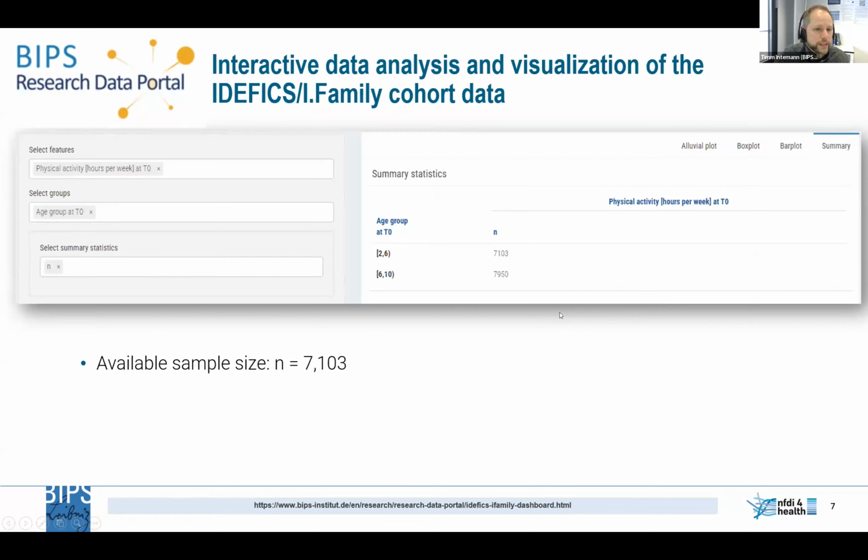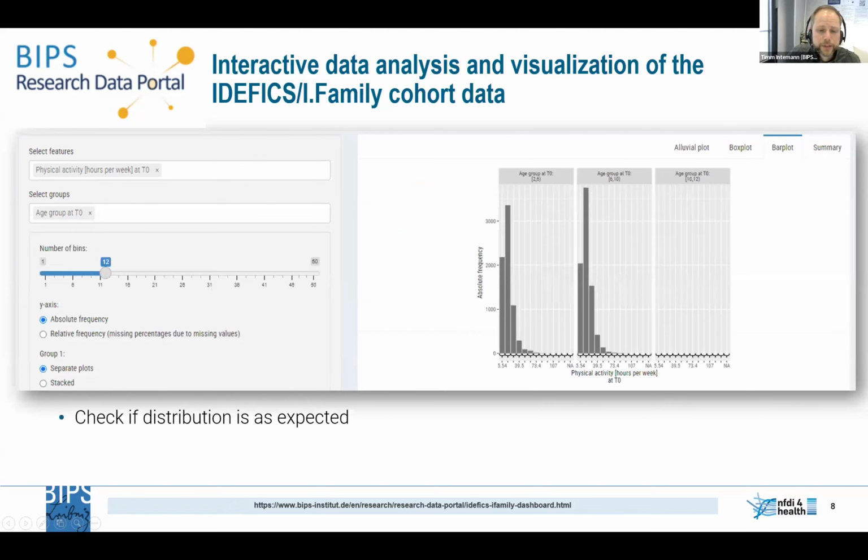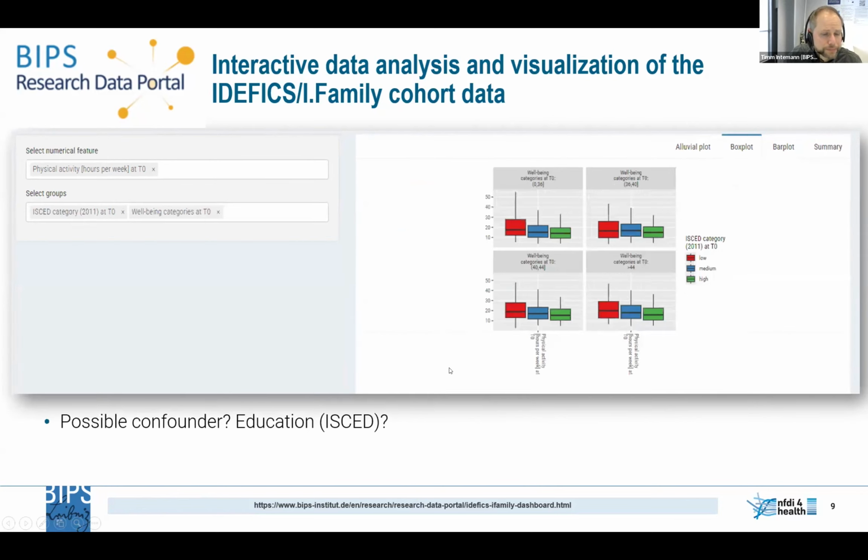And what you see here now is that we have data on physical activity in the baseline examination from more than 7,000 children. In the next step, if you would like to check if the distribution of physical activity is as you would expect, you can again select the feature physical activity, select the study populations here, age group again, and then for the bar plot, you see different histograms here, so you can check if the distribution of physical activity is as you would expect and if it is useful for your research purpose.